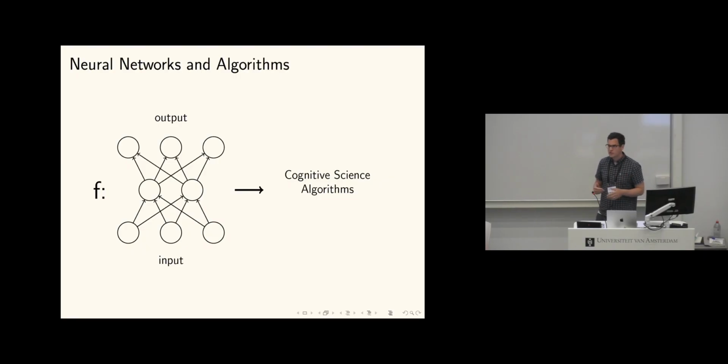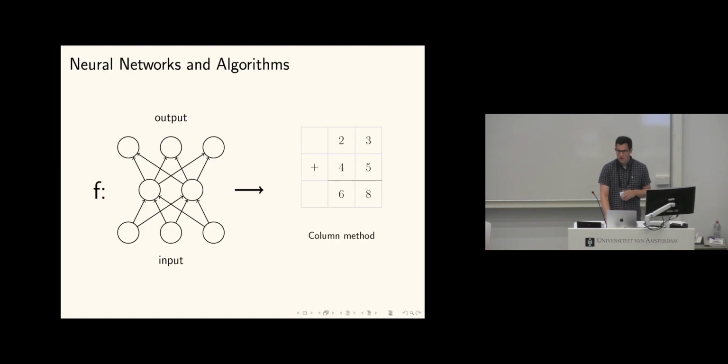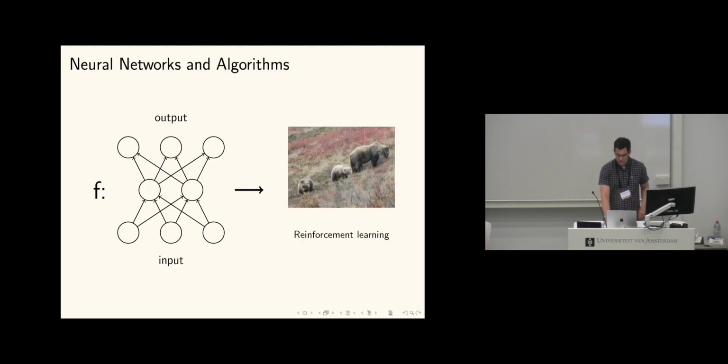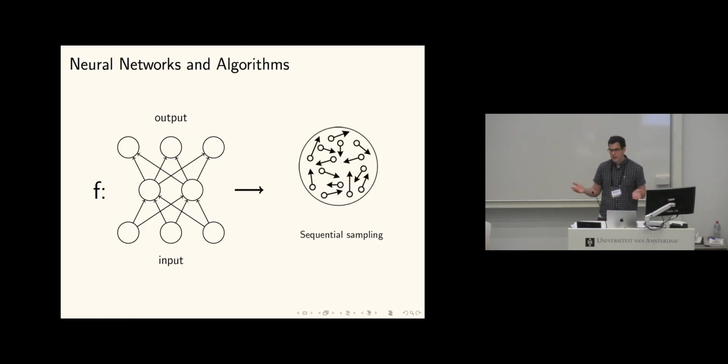In cognitive science, we use algorithms to explain a wide range of behaviors. We use tree search to explain chess moves. We use the column method to explain addition. We use reinforcement learning to explain foraging. We use Bayesian inference to explain decisions about orientation. We use sequential sampling to explain decisions about the direction of motion.